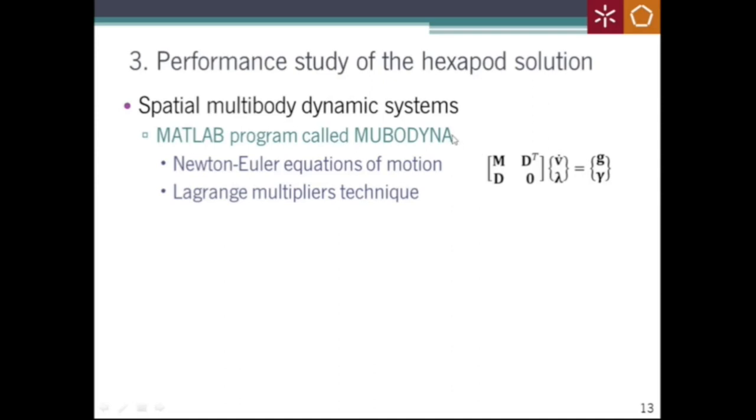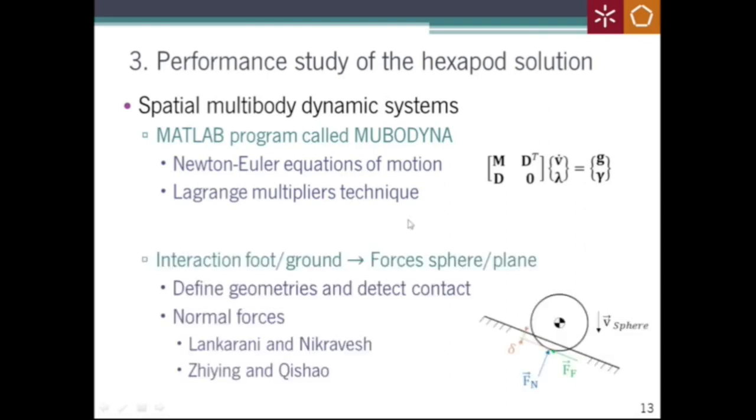The program used to simulate multi-body dynamic systems was the MATLAB Mubodina program developed by Professor Paulo Flores. This program uses the Newton-Euler formulation, that is, Newton's first law is used to describe translations and Euler's equation of rotation is used for rotations. The reactions at the different joints are obtained using the Lagrange multiplier technique. For the present case, a new type of force had to be created in order to represent the contact between the ground and each foot of the robot.